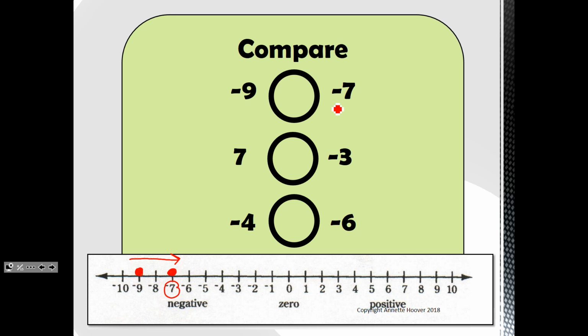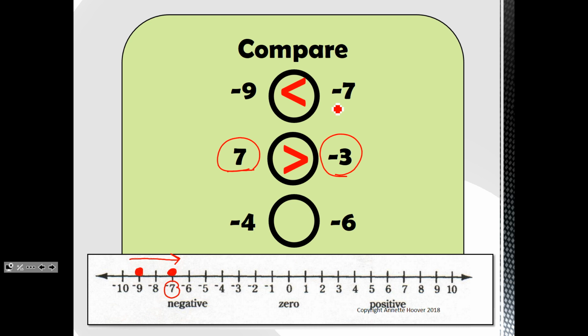So when the numbers are negative, what looks greatest is actually the smallest. So -9 is less than -7, the opposite of if they were positive integers. Now it's easy when you have a whole positive integer and a negative integer. Obviously, the positive integer is going to be greater than the negative one.